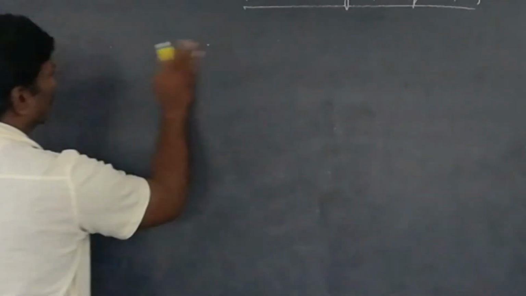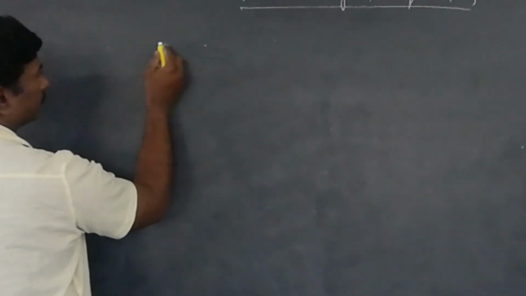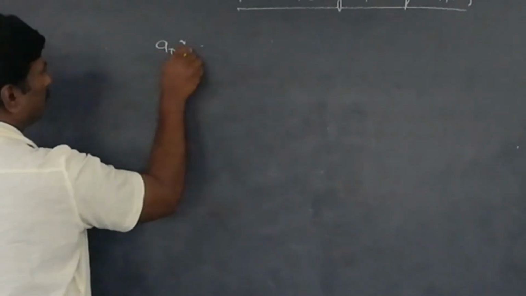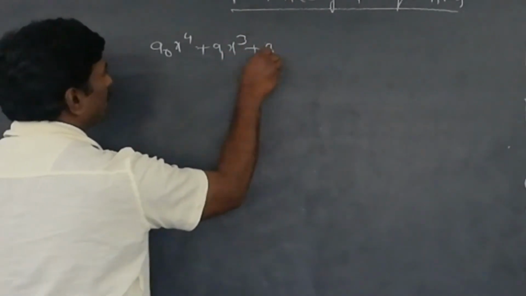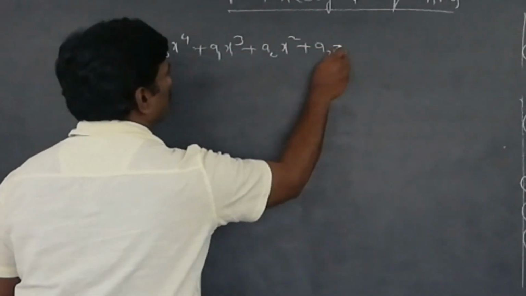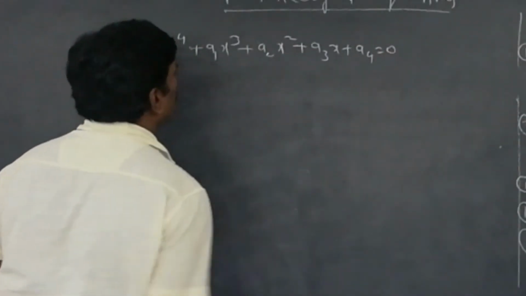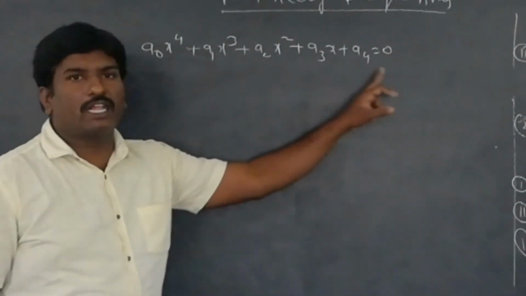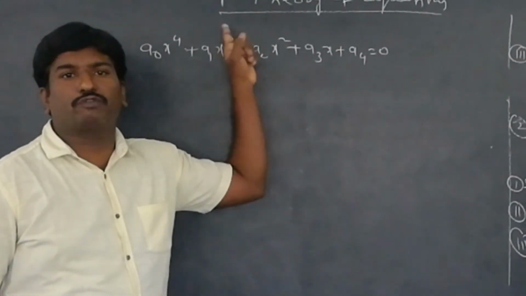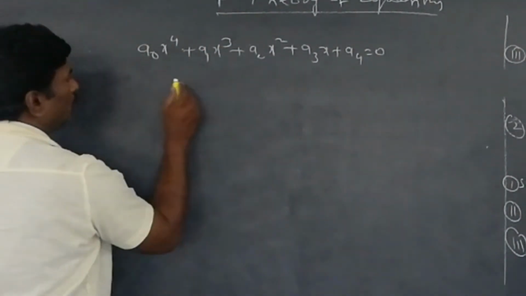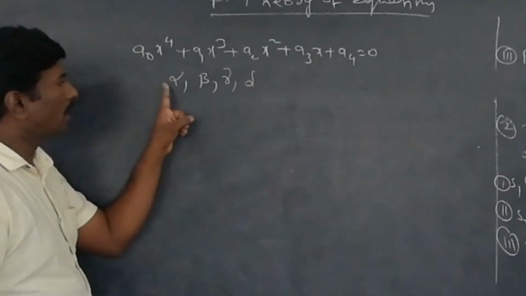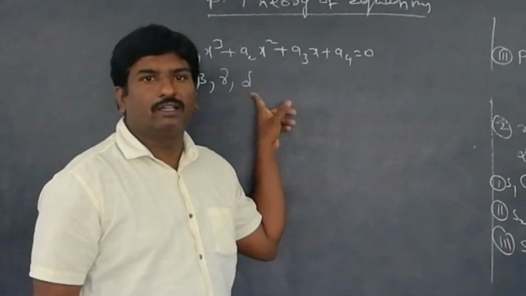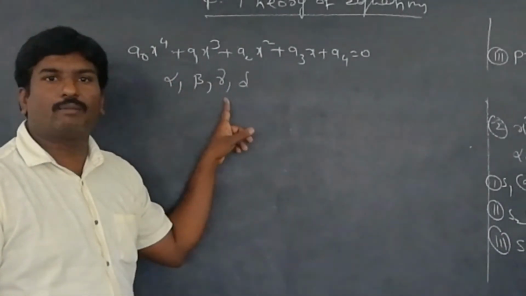Let us see the relation between roots and quotient for a biquadratic equation. Suppose I am taking a biquadratic equation, a0 into x power 4 plus a1 into x cube plus a2 into x square plus a3 into x plus a4 equal to 0. Biquadratic means power is 4. How many roots does it have? 4 roots. Let the roots be alpha, beta, gamma, delta.